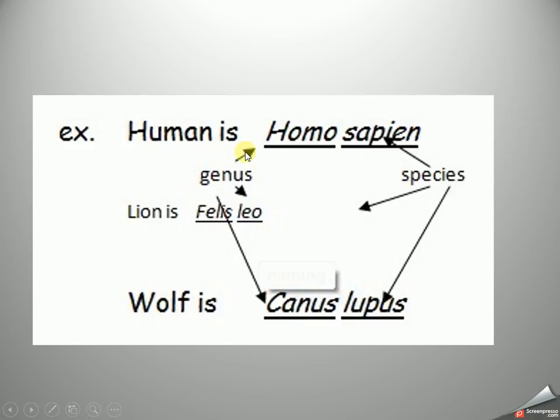Okay, so if it gives you, for example, humans, Homo sapiens, what's the genus? It's the Homo bit. If it shows you the wolf, Canis lupus, it'll be the Canis bit. That'll be the genus, and the last bit will be the species.